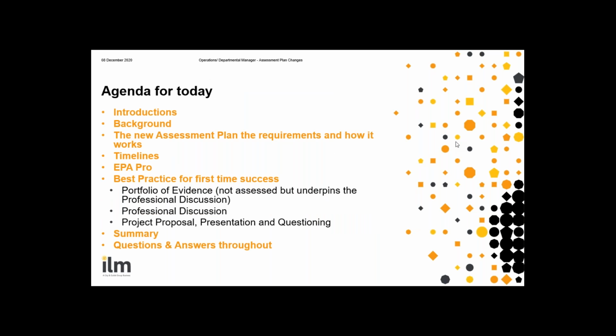So what are we covering? We'll do some introductions at the right time. Joe's going to take you through some background, and then Juicy will talk you through the new assessment plan, the requirements and how it works, along with the timelines. We're going to talk a little bit about EPA Pro, which is our new software that is dedicated to processing EPA documentation and bookings. We've actually moved that to the end of the webinar, so it's a bit out of kilter with the timeline there. And then we're going to look at best practice for the 2 assessment methods.